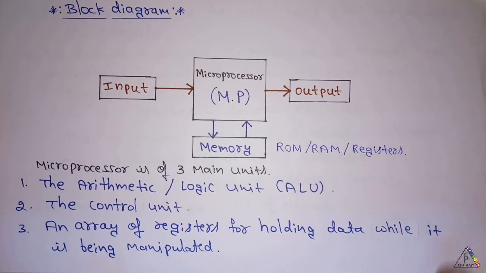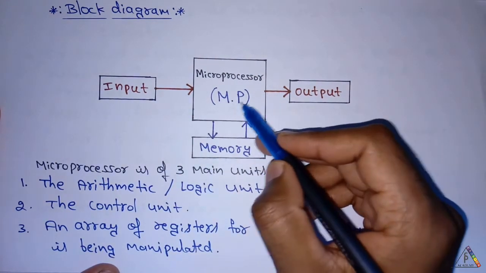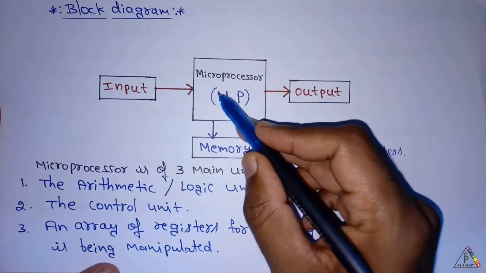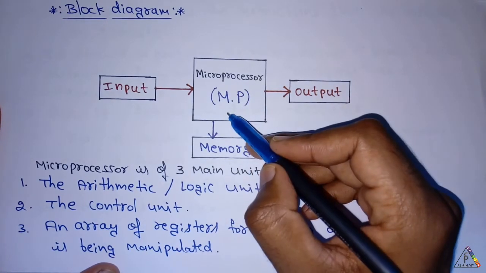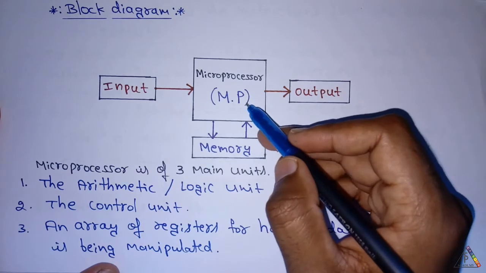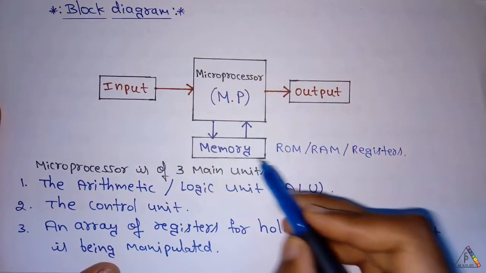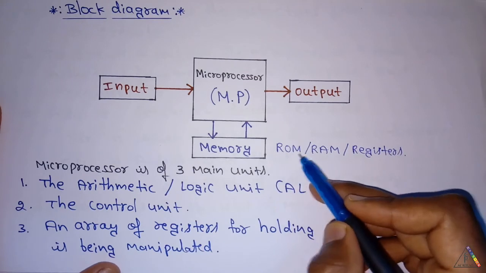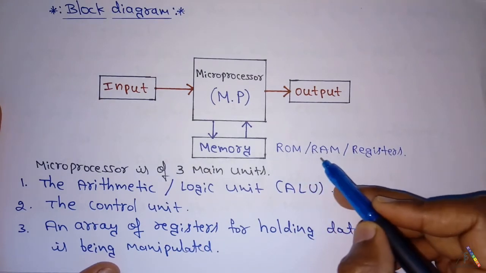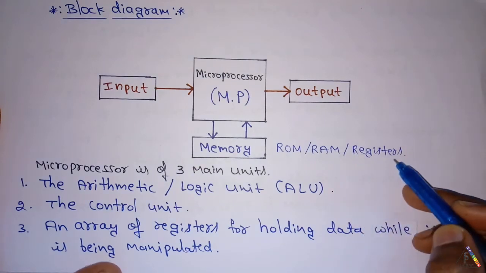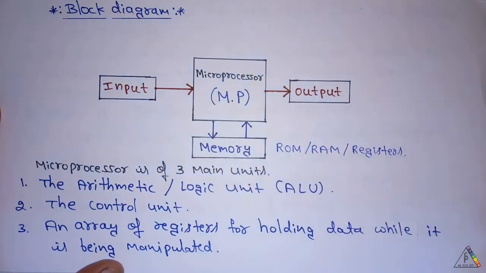Next is the block diagram. This is the block diagram. This microprocessor takes the instructions from the memory to do some operations, and also the microprocessor stores the instructions which have to be stored into the memory. This memory is of ROM, that is read only memory, and RAM, that is random access memory, and registers. This microprocessor will be of three main units, that is the arithmetic or logic unit ALU, next is the control unit, next an array of registers for holding data while it is being manipulated.